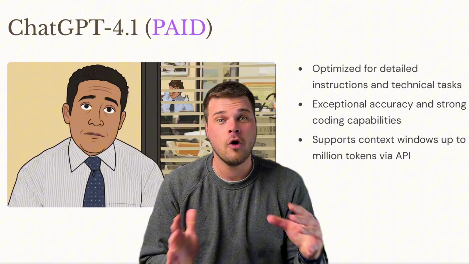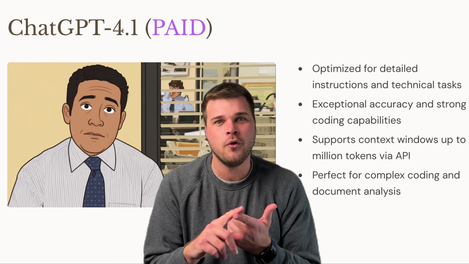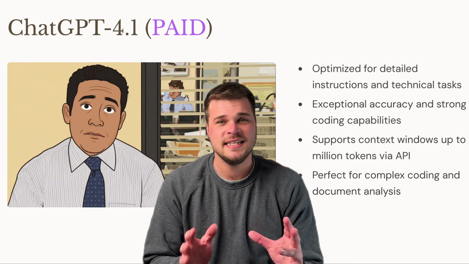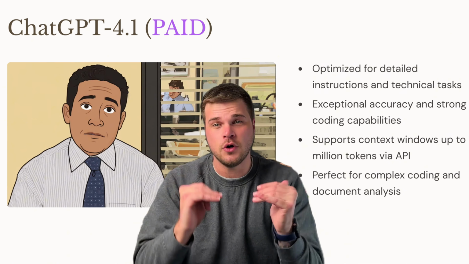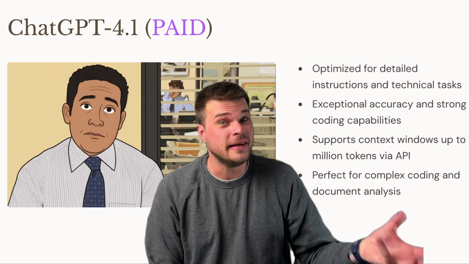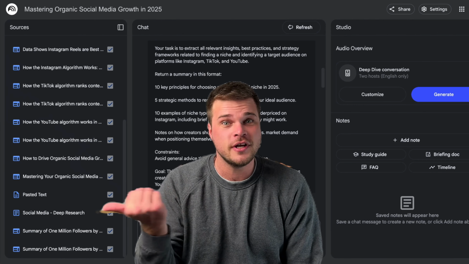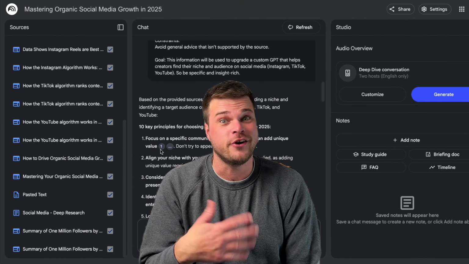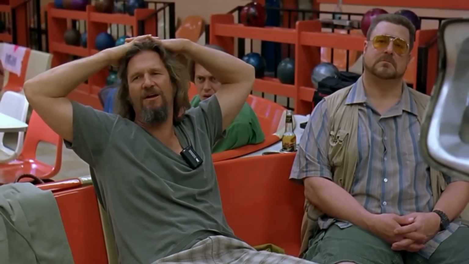Best for complex coding tasks. So writing, debugging, or just reviewing code. Detailed document analysis. So it's quite good at looking at really big documents if you have that full 1 million context window. Otherwise, I'd recommend you use NotebookLM, which is a free tool from Google. It's superior in my opinion.